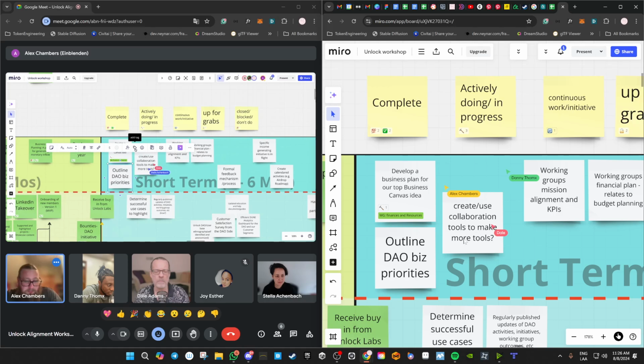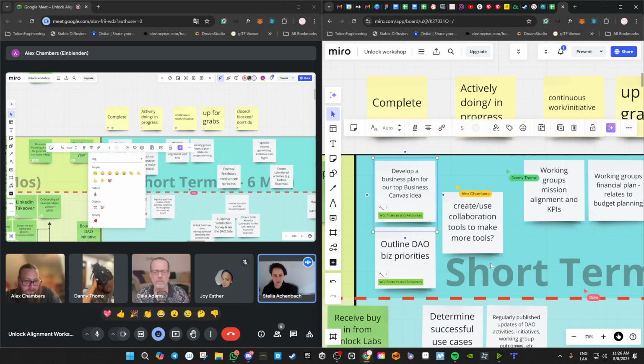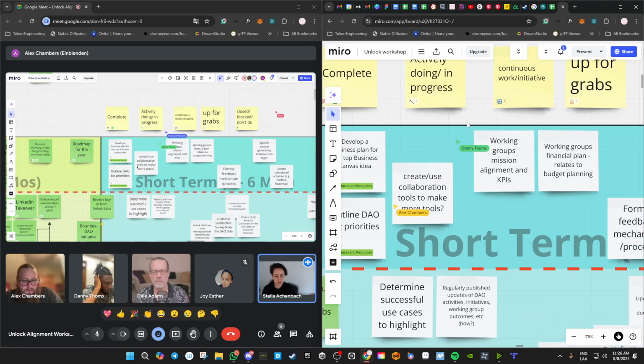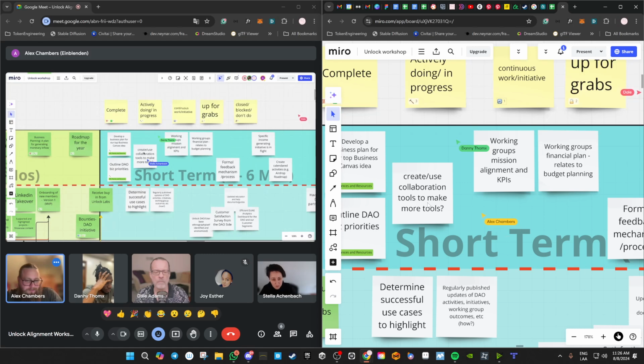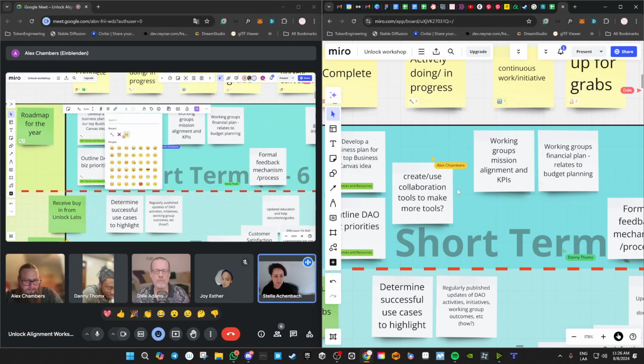Okay, so outline DAO biz priorities. That is definitely being worked on, right? It's by no means done. Yeah, I would say that. It's essentially pitching what we're doing in the above one. That's the next step. That's actually what we're working on, right? Is the pitches. So there's that. Okay. Use collaboration tools to make more tools. I think that is up for grabs. Up for grabs, yeah.